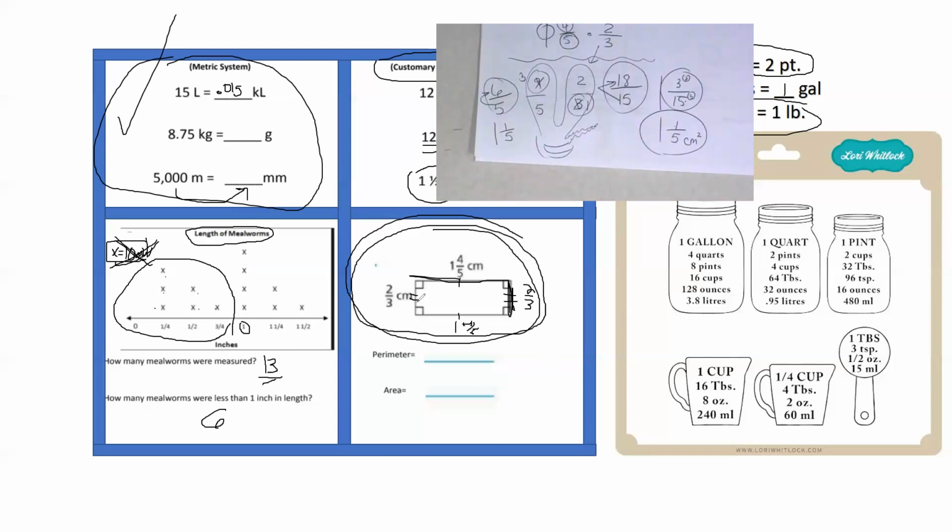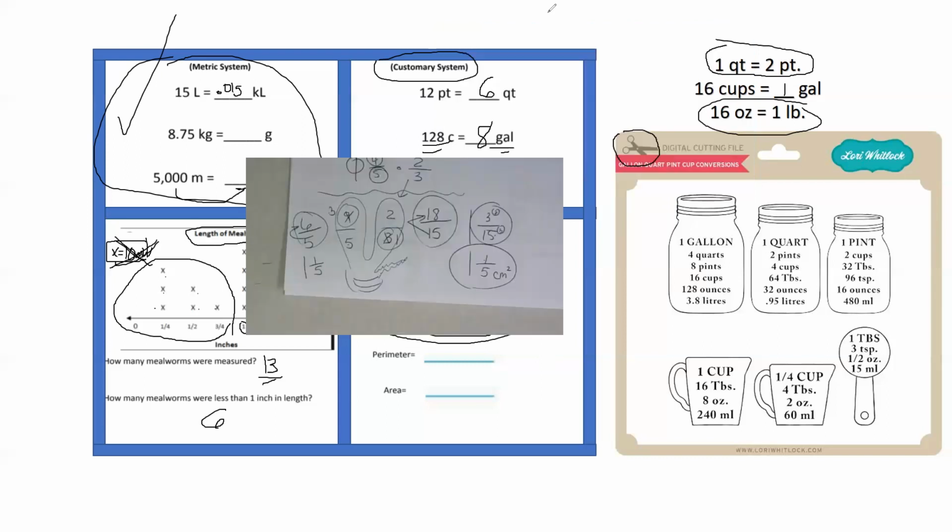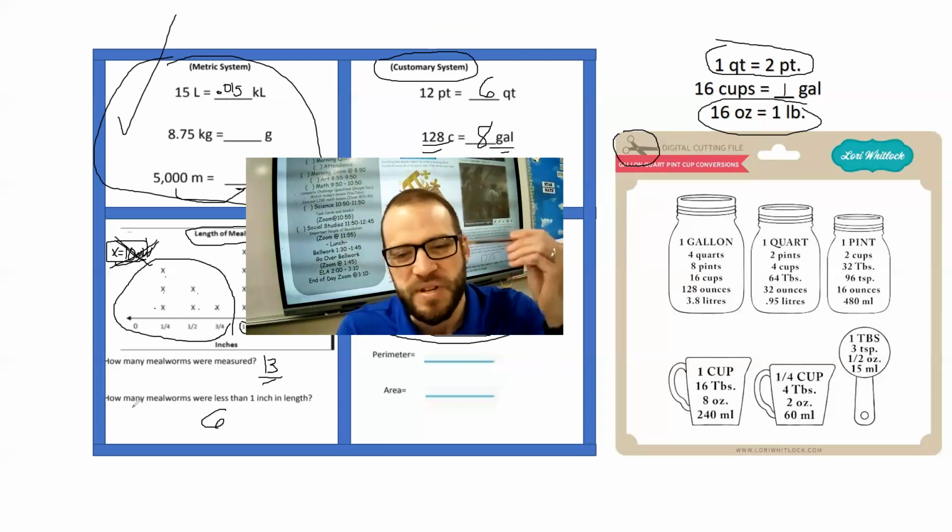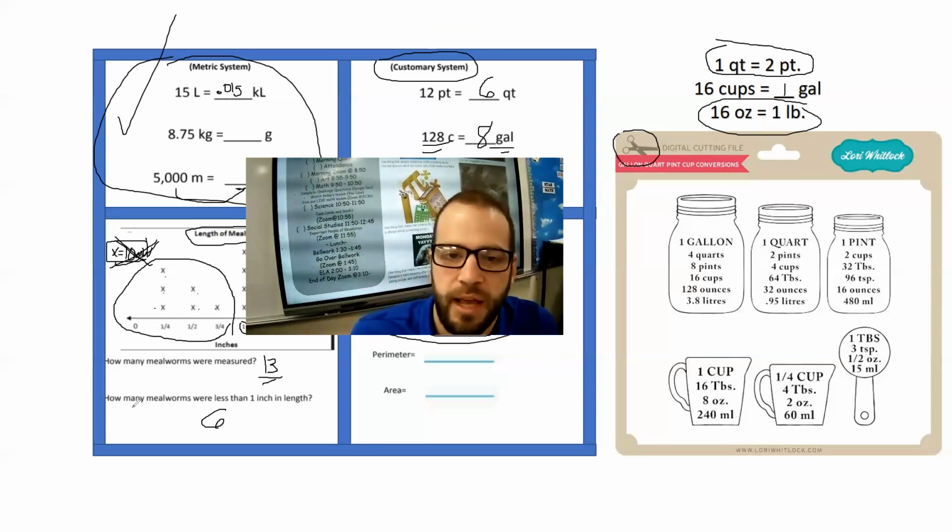two-dimensional, so centimeters squared. And that is what we have for building our math brains for today.